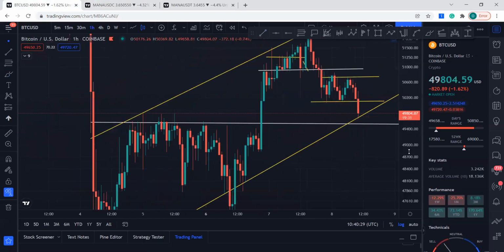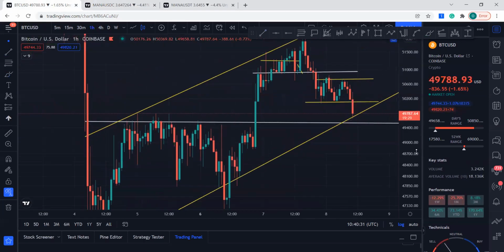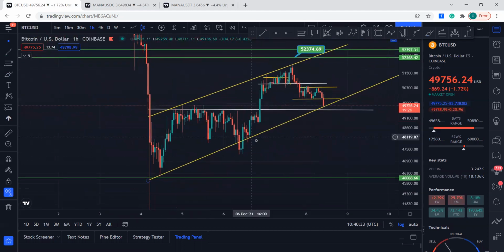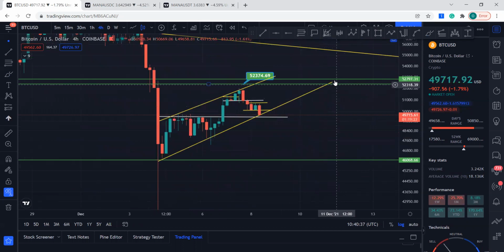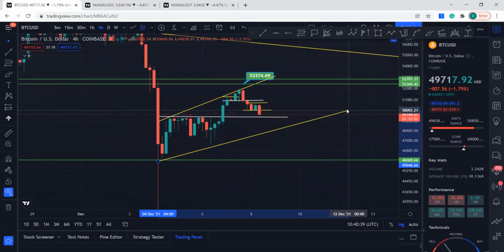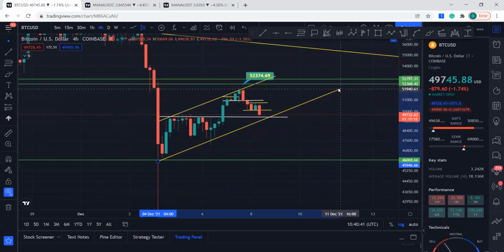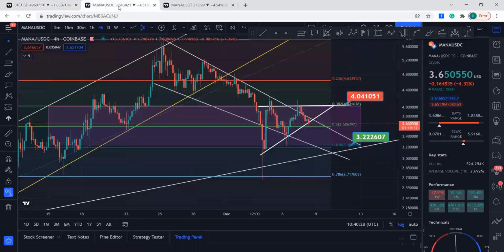But Bitcoin overall, see, it just took a bounce. Bitcoin is going to stay in this formation until it breaks it. You can always move the support line depending on the most touches. At the moment, you can just put it right there.